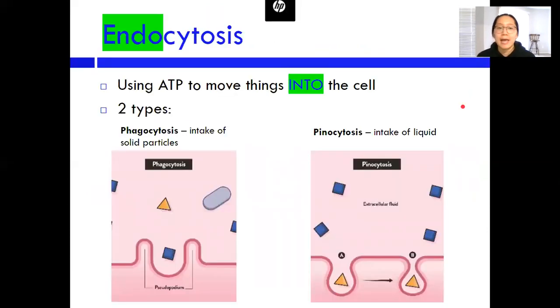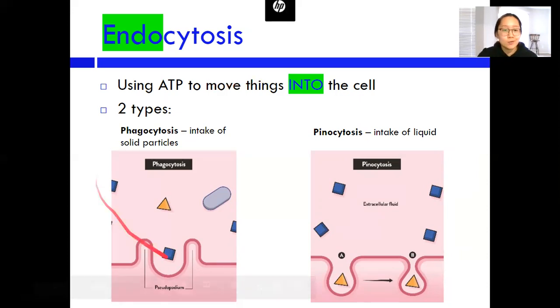So there's some examples like endocytosis, which means you're going to move things into the cell. Endo, into, and that's using ATP because sometimes things just aren't supposed to be going into the cell very easily, but it's like eating, right? Cells got to eat, cells got to drink. That takes energy, right? You got to swallow the liquid, swallow the food. The cells are kind of doing a similar thing.